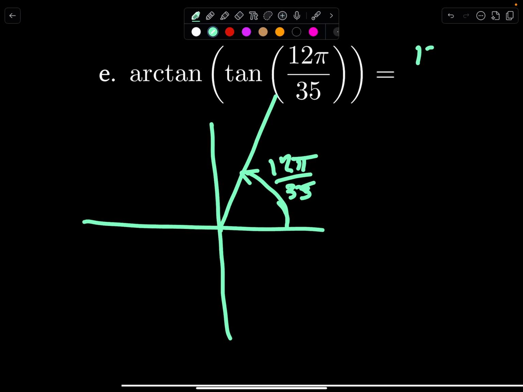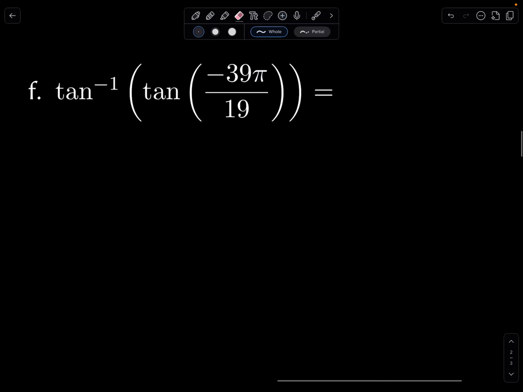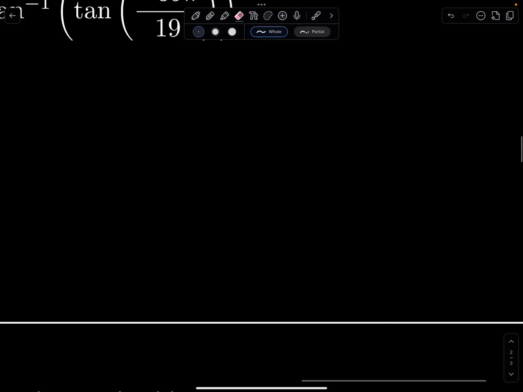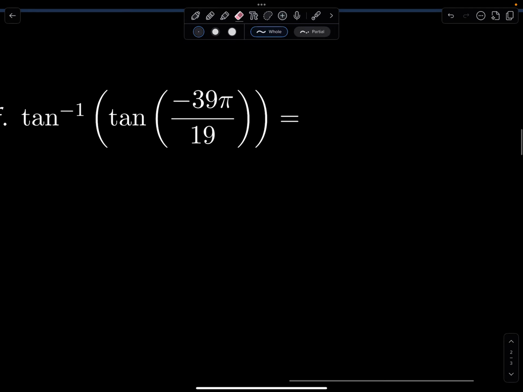So the answer is just going to be 12 pi over 35. So that one was kind of boring. Okay, let's see if this one's more interesting. A little bit more. I may have to make up a new one for this as well.